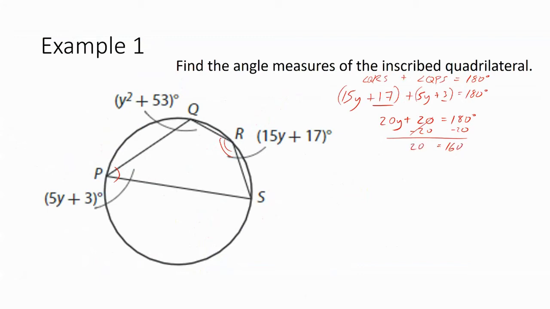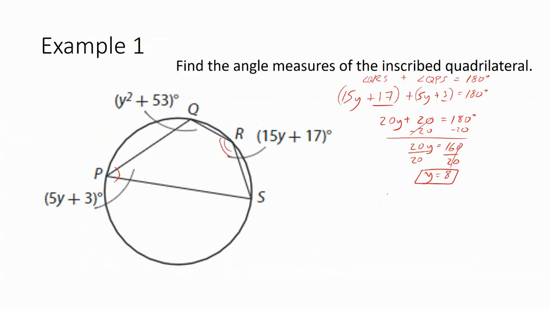Property of equality. And then how to get rid of a multiplying 20 on the left, right? Because we're isolating the variable, which is y. And then basically you should get y equals 8. So that's not our answer though. Okay, so it's not like algebra where it's like, oh, there it is, y equals this.